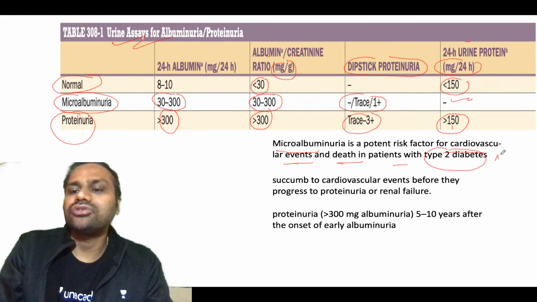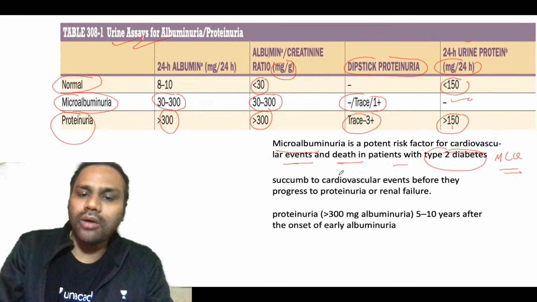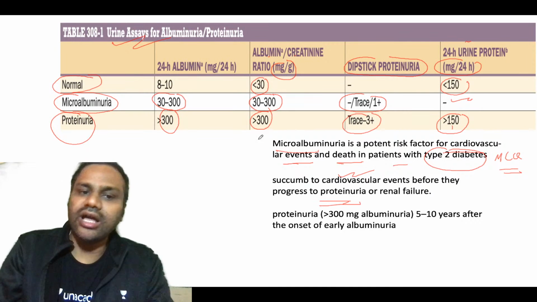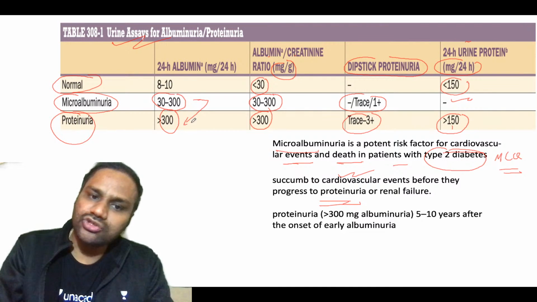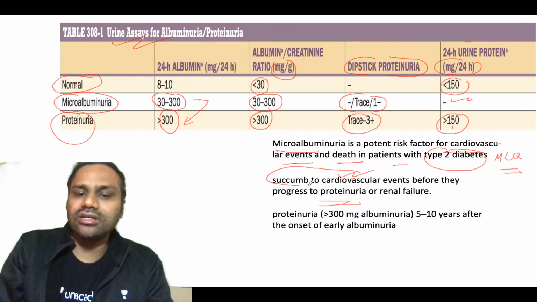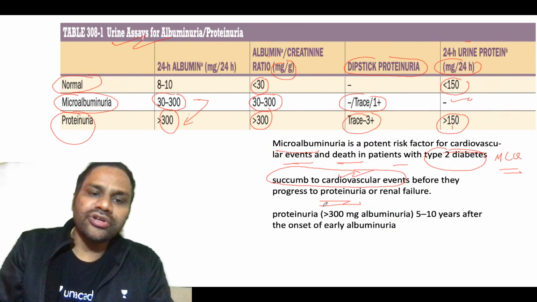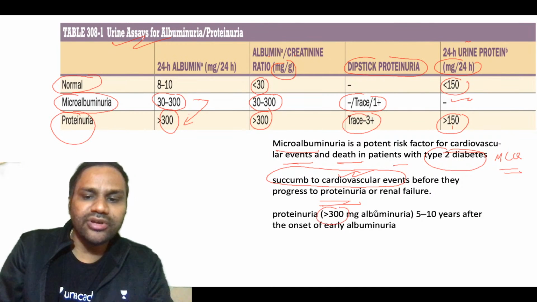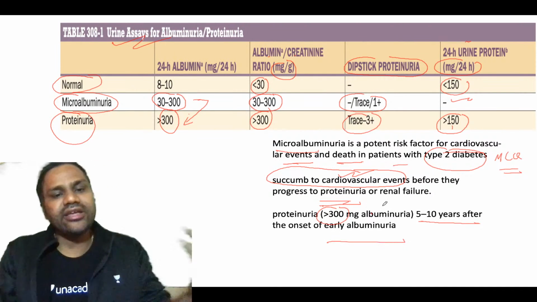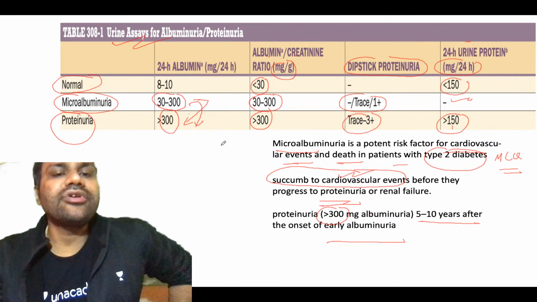Again, this is an MCQ. Normally a patient can succumb to cardiovascular events before progressing to proteinuria. So from microalbuminuria they will reach proteinuria, but before reaching proteinuria, a patient can show cardiovascular events. And proteinuria, that is more than 300 milligram albuminuria, you will see only 5 to 10 years after the onset of early albuminuria.